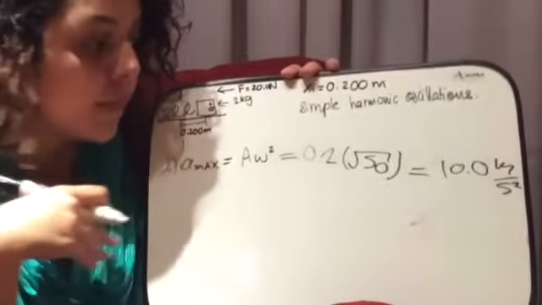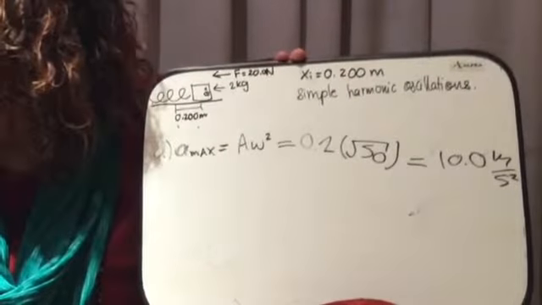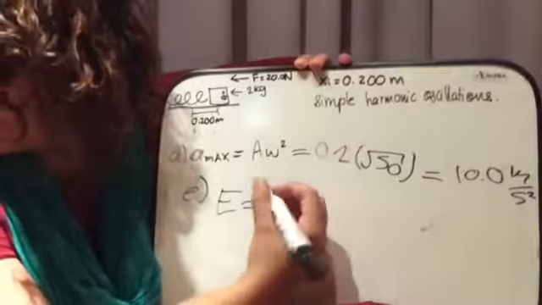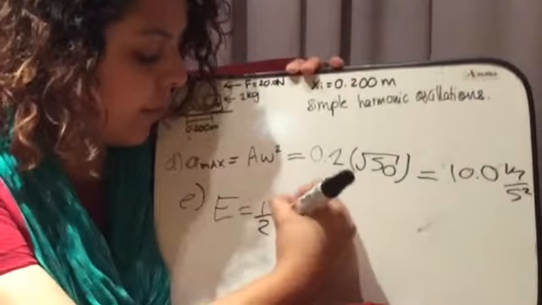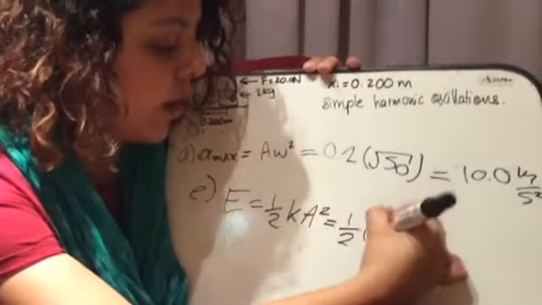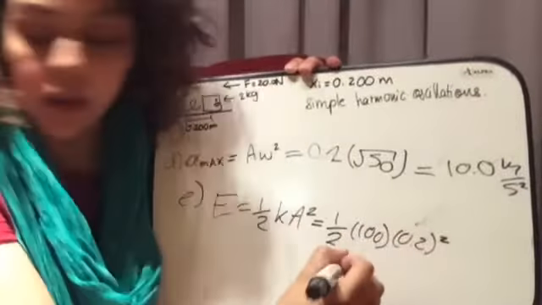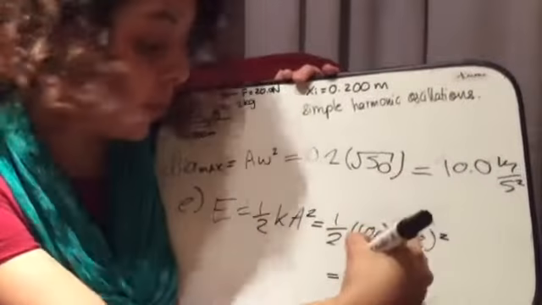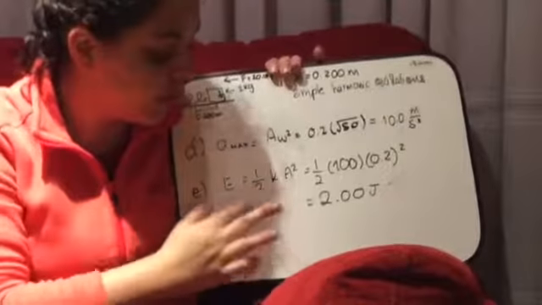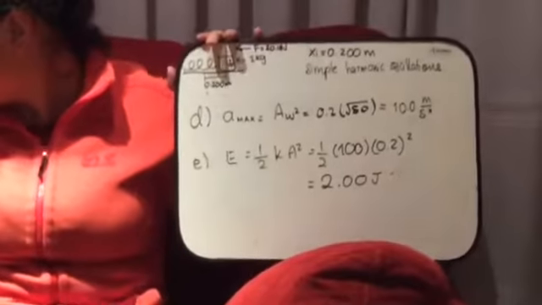the equilibrium position. Then letter E asks us to find the total energy of the system. Again, we can use a formula. This should be equal to 1/2 of k times A squared, which equals 1/2 of 100 times 0.2 squared. And this should equal 2.0. The answer should be 2 joules for the total energy of the system.